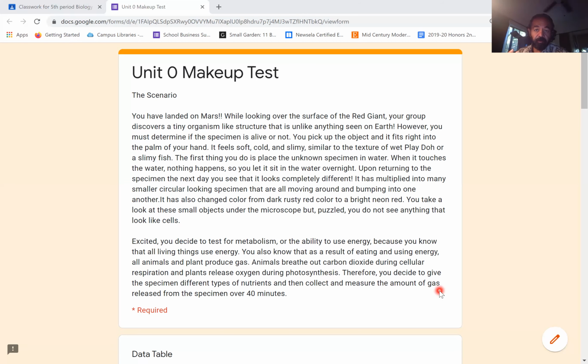Here you are making different types of nutrients, and then you collect and measure the amount of gas. The variable that we always record the data for is the dependent variable. So measuring the amount of gas released from the specimen over 40 minutes is the dependent variable, right? All right, so the test is easy. You're giving it different types of nutrients, the independent variable, and you're collecting and measuring the amount of gas. Whatever you collect and measure is the dependent variable, right?